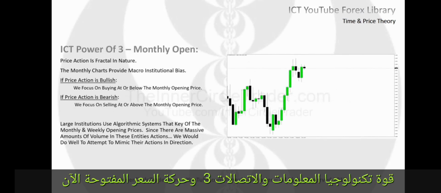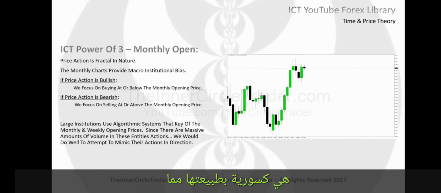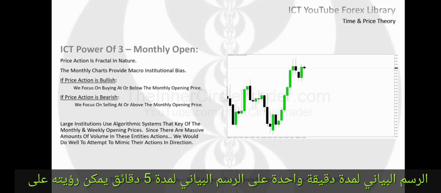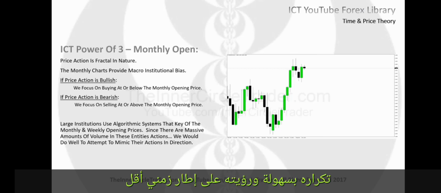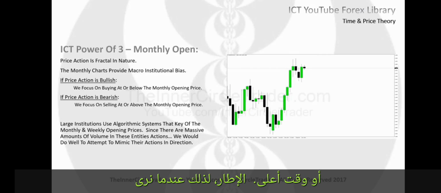Okay, ICT power 3 and the monthly open. Now, price action is fractal in nature. That means everything that you can see in terms of a price pattern on a 1-minute chart, on a 5-minute chart, can be seen on a monthly chart or weekly, any time frame, any interval of time measurement that plots price. The fact that we can see a pattern on any specific time frame means price action has a generic characteristic to it, so whatever we see in one time frame could be easily replicated and seen on a lower time frame or a higher time frame.